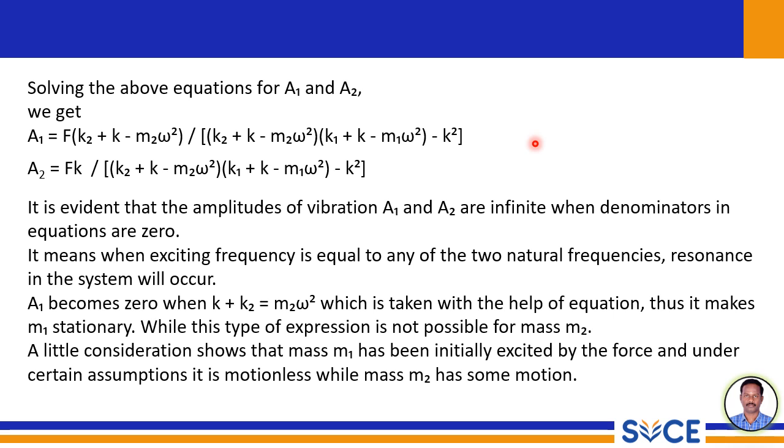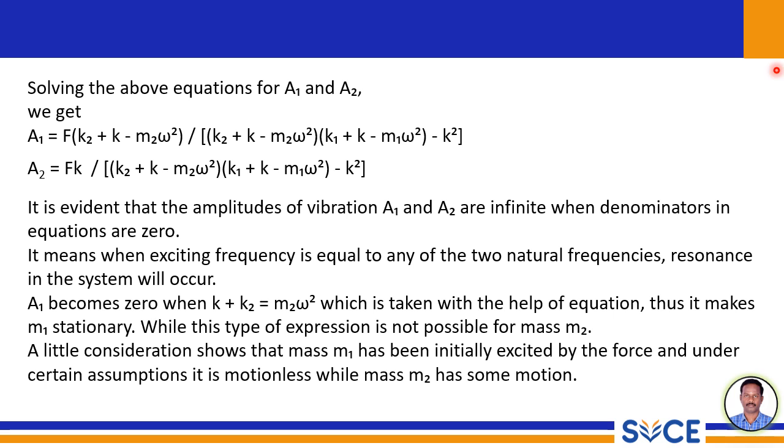Now, let's continue with the solution for the amplitudes A1, A2, which represent the amplitude of vibration for masses M1 and M2. Solving the algebraic equations we derived earlier, we get the amplitude expressions for A1 and A2. This means that the amplitudes of vibration A1 and A2 become infinite when the denominators in these equations are zero. This condition is satisfied when the exciting frequency omega is equal to any of the two natural frequencies of the system.